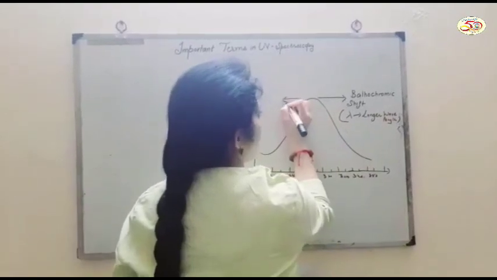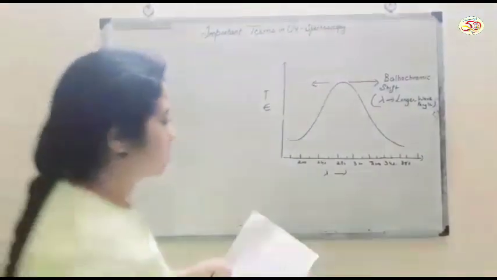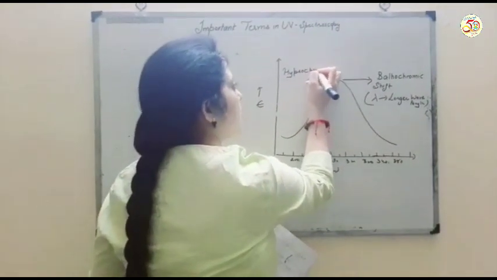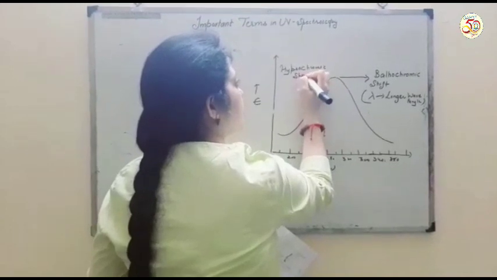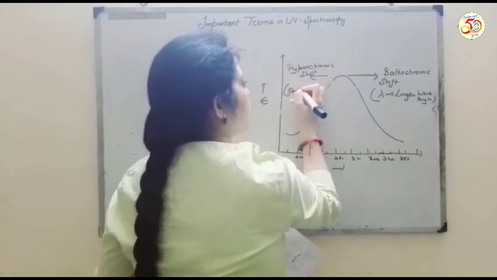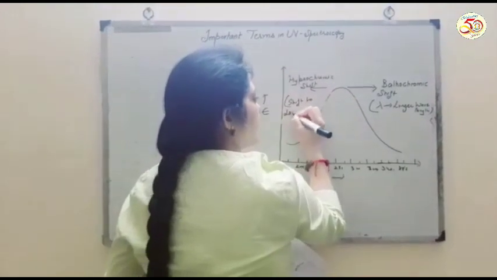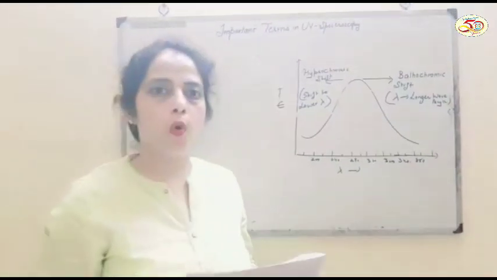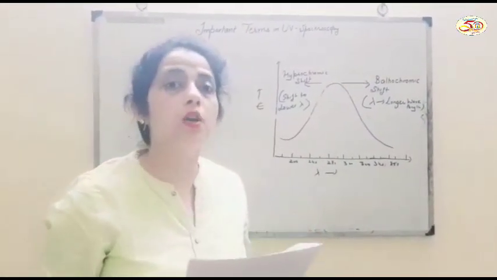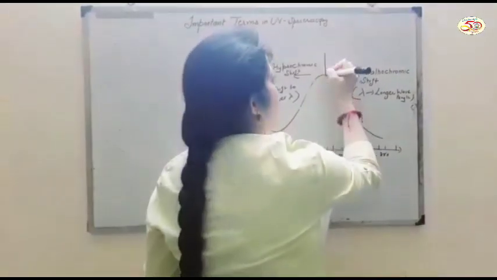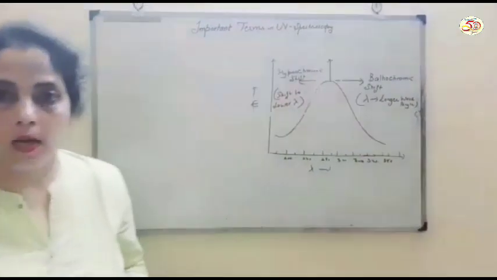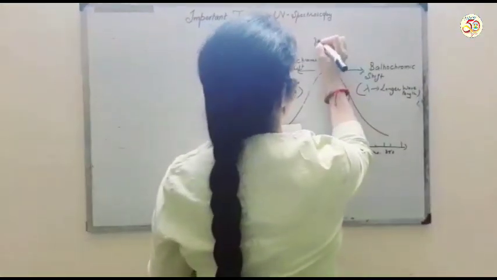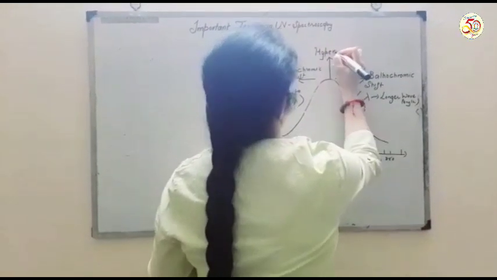If lambda shifts to the shorter wavelength region, that shift is called hypsochromic shift, meaning shift to lower wavelength. Now, if a substituent group causes a shift in the intensity of the peak, if the intensity of the peak gets higher due to the presence of some group attached to the chromophore, that shift is called hyperchromic shift.